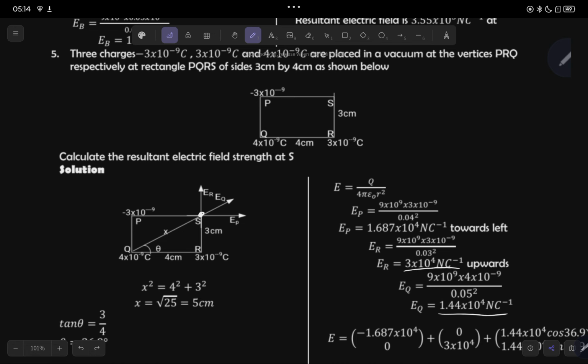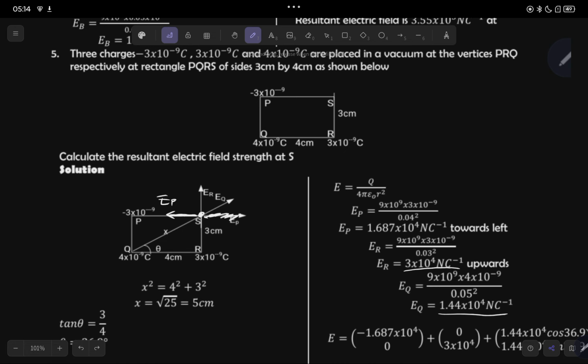The charge at P is negative. So since the charge at P is negative, it will attract the positive one that we have placed at S. This was an error. So we expect this positive charge to be attracted towards the charge at P. So that is EP. So EP is facing backwards or towards the left.